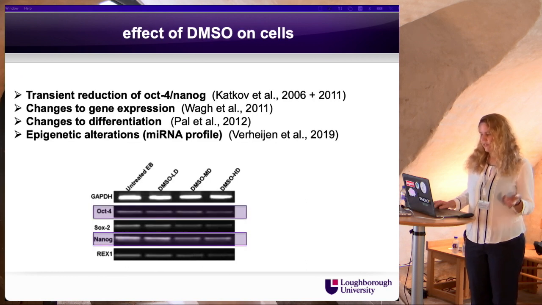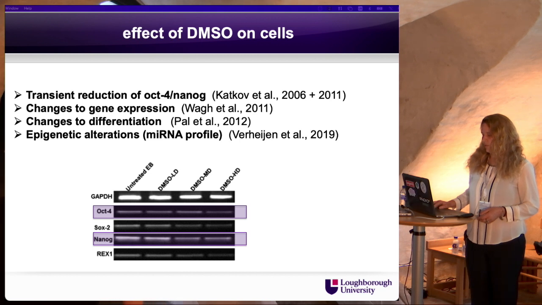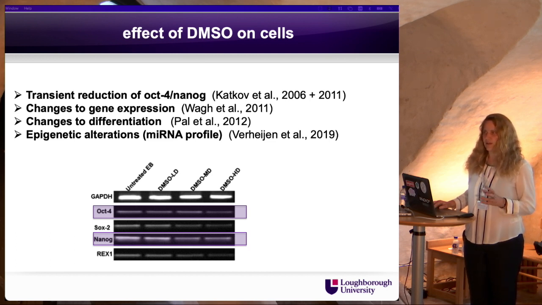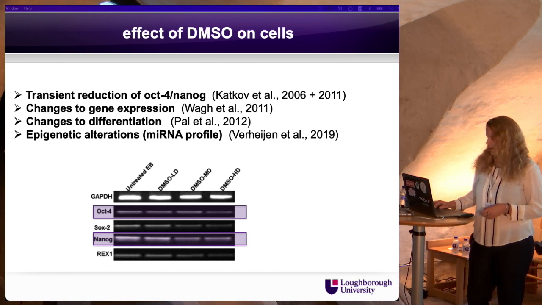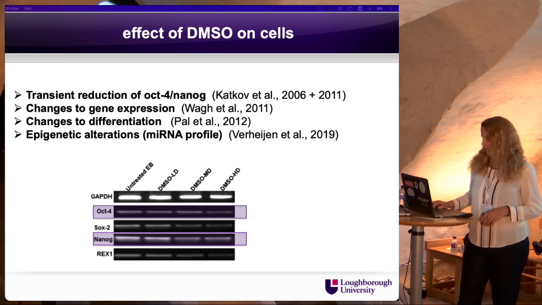Here is an example on IPS cells. OCT4 or NANOG, if you take this as a marker of pluripotency, is reduced if you're using DMSO. You can have subtle changes in gene expression, so that you have a drift within your cells in what they're doing. In terms of stem cells, you have changes in their preference to differentiate. You have epigenetic changes. So a lot of things can happen to your product and might alter its properties before it goes into the patient.